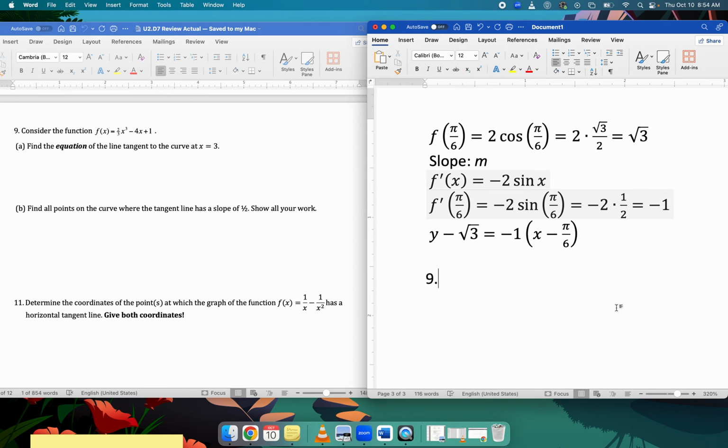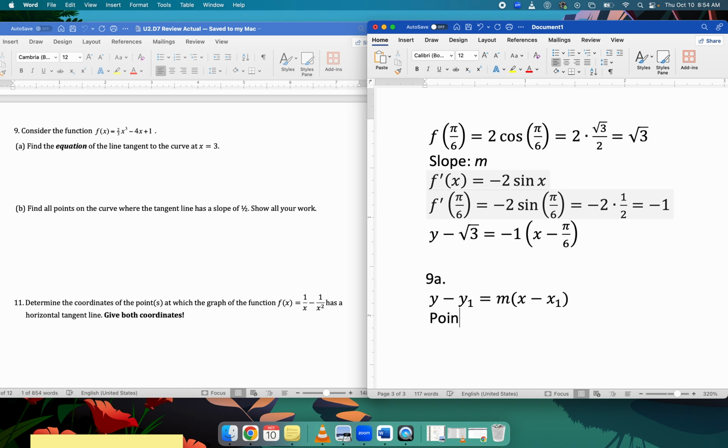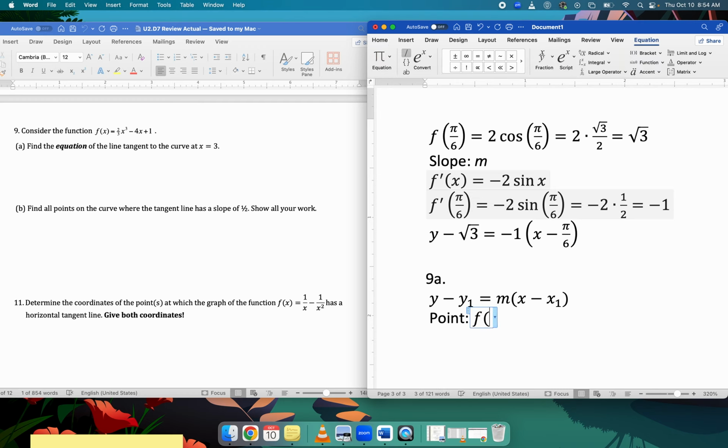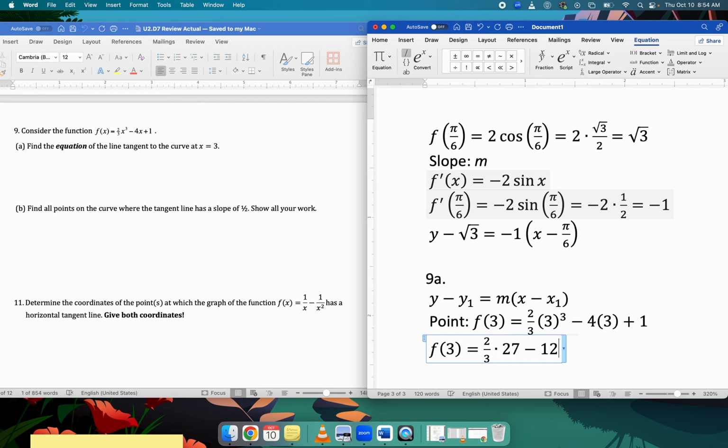Find the equation of the tangent line at the curve x equals 3. Same thing, I start by writing down y minus y1 equals m times x minus x1. For the point on the line, well, the x-coordinate of the point is 3. To find the y-coordinate, I plug 3 into the original function. So let me see what that is. F of 3, that's going to be 2/3 times 3 cubed minus 4 times 3 plus 1. So that means f of 3 is 2/3 times 27 minus 12 plus 1.